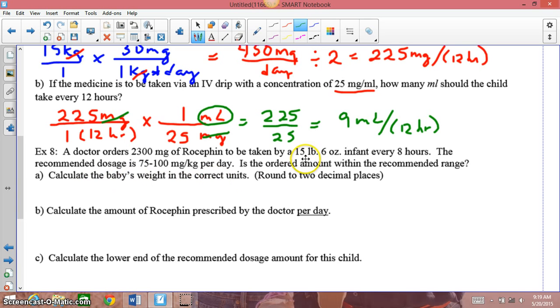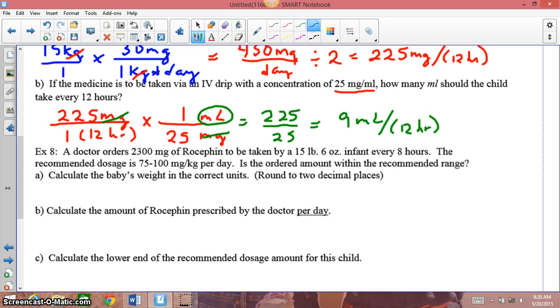So here in part A, it says calculate the baby's weight in the correct units. You can see here that they've given us the baby's weight in pounds and ounces. However, the dosages are measured in kilograms. So whenever it's asking here for the correct units, then I need to convert these pounds and ounces into kilograms. There's a lot of different ways to do this. I'll show you one way, but just know that you could do this multiple ways.